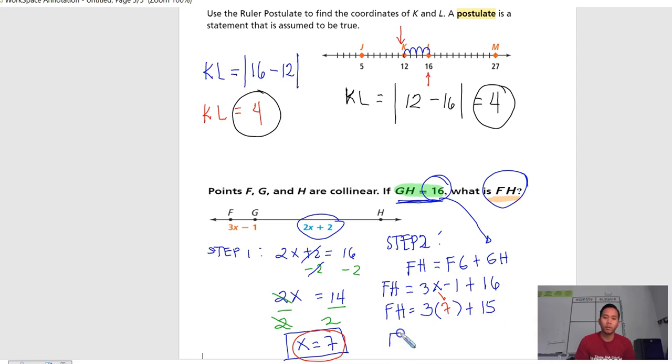Okay, so what will be our FH? FH is now equal to 21 plus 15. And then what will be our value of FH now? So we have 36 units. So that is how you are going to use your algebra in solving the length of a given segment.